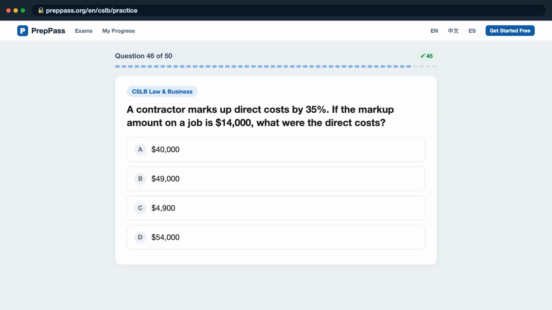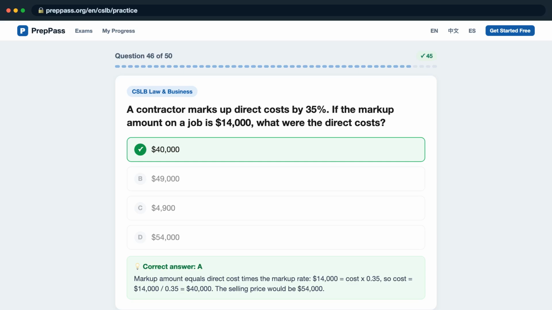Question 46. A contractor marks up direct costs by 35%. If the markup amount on a job is $14,000, what were the direct costs? Is it A, $40,000? B, $49,000? C, $4,900? D, $54,000? The correct answer is A, markup amount equals direct cost times the markup rate. $14,000 equals cost x 0.35, so cost equals $14,000 / 0.35 equals $40,000. The selling price would be $54,000.